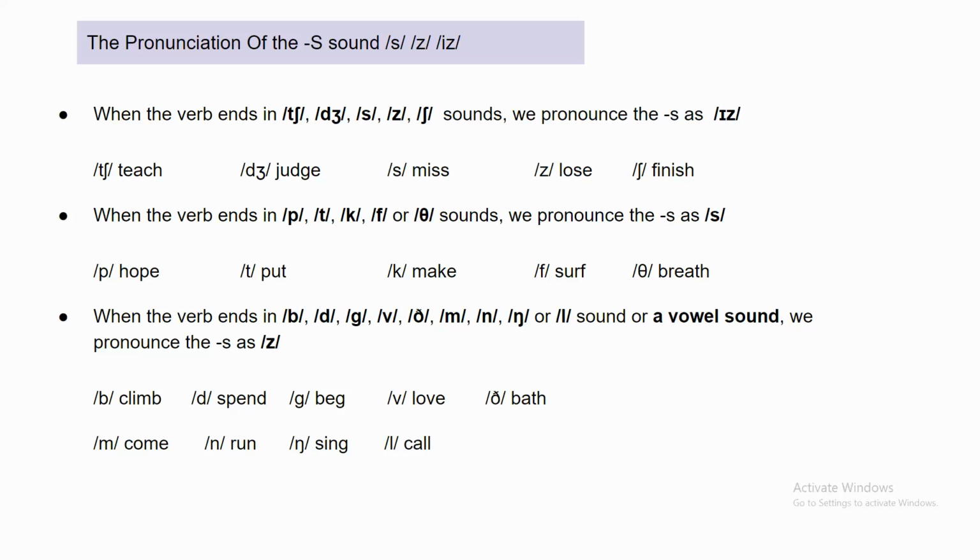This sound we use with a vowel sound or a consonant sound, I mean a voiced sound. With the consonants we have voiced ones like b, d, g, v, m, n, ng, l. All these consonants have a voiced sound. So when we pronounce the s with all these verbs, we need to make a z sound. Okay, for example, look here.